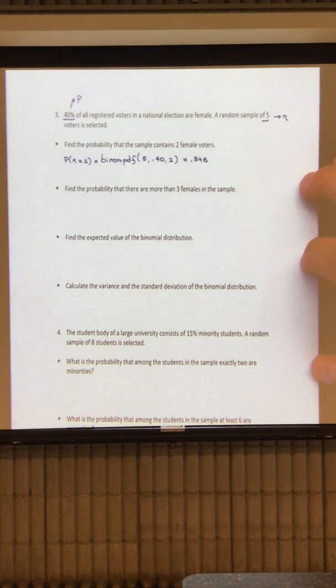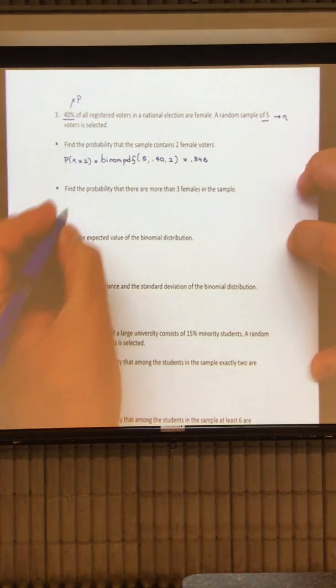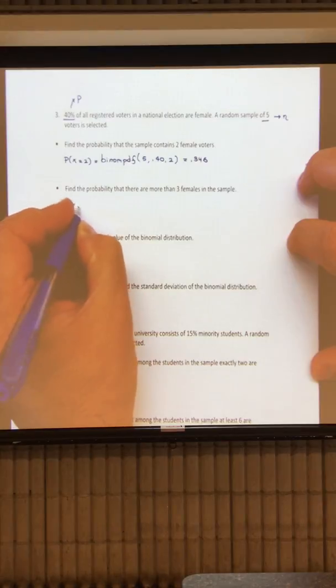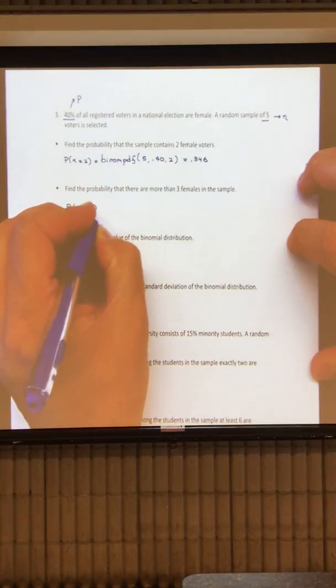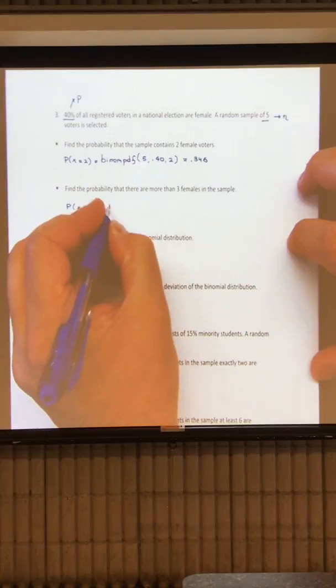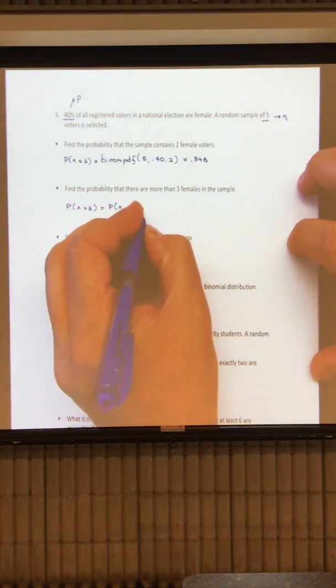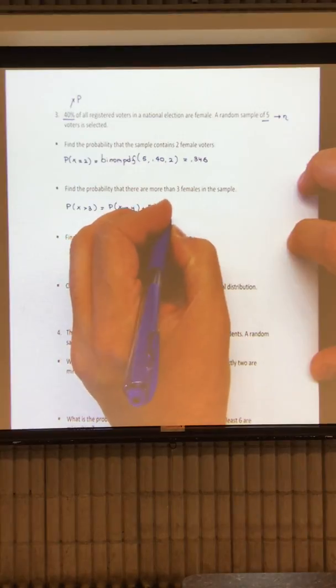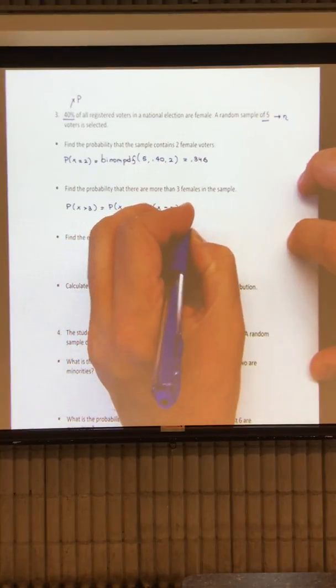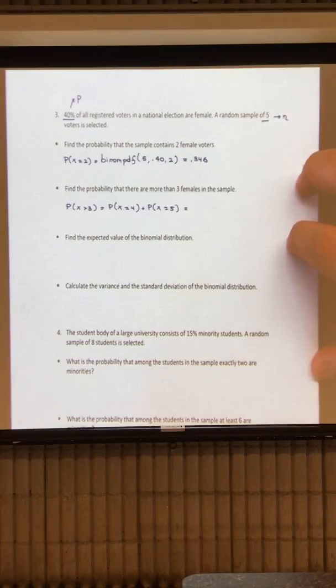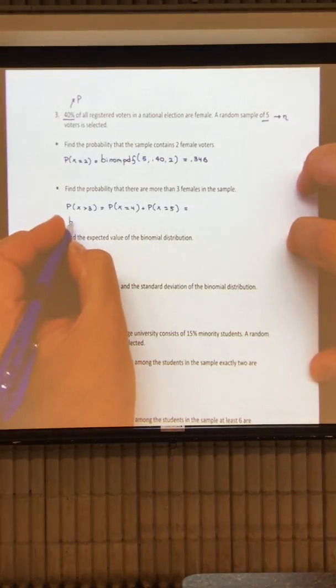Find the probability that you have more than 3 females in the sample. Probability x to be greater than 3. So this is the same as probability x to be equal to 4 plus probability x to be equal to 5. So we have to use the binomial distribution twice.